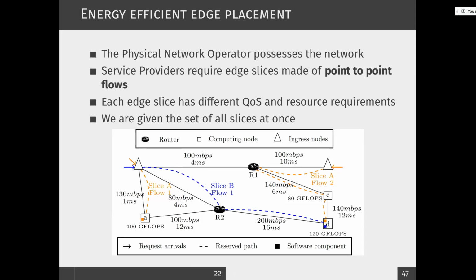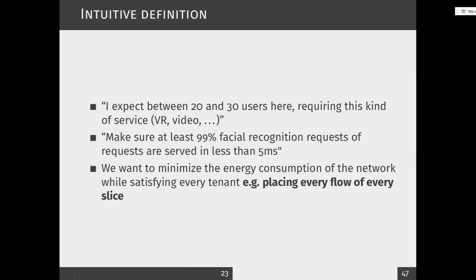So maybe I can comment on this network. For example, here we have the orange slice A, which is comprised of 2 flows. One comes from this base station and goes to this edge server. The other one comes from here and goes to this edge server. And we have the path here from the base station to the server.